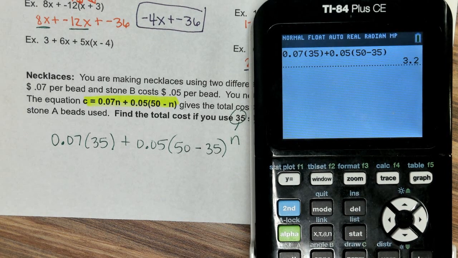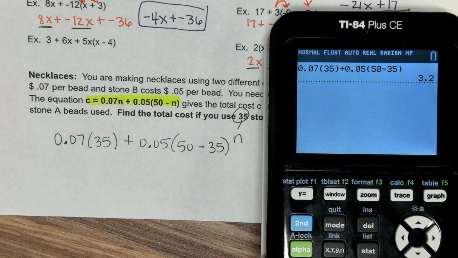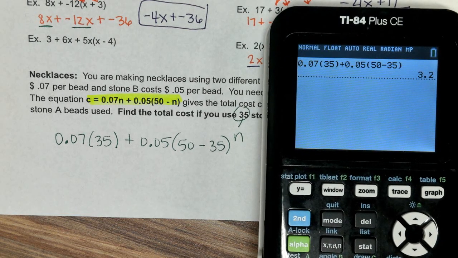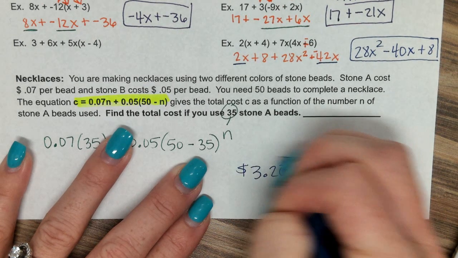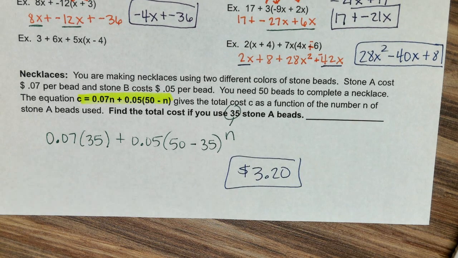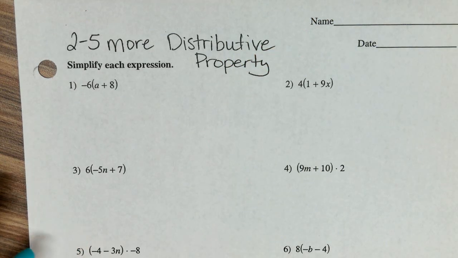What did we get? So we're talking about money. So how would I write that as money? $3.20. Okay, the only time I see students mess up on these is when they're rushing. So don't rush, take your time.